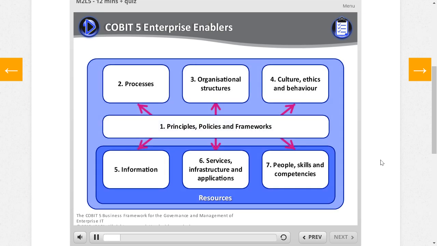Okay, we've taken a brief look at the 7 enterprise enablers. Before we move on, there's just one more thing to mention about the diagram on your screen. You'll see that the information, services, and people enablers are labeled as resources. The point here is that they are resources of the enterprise and as such must be governed and managed.